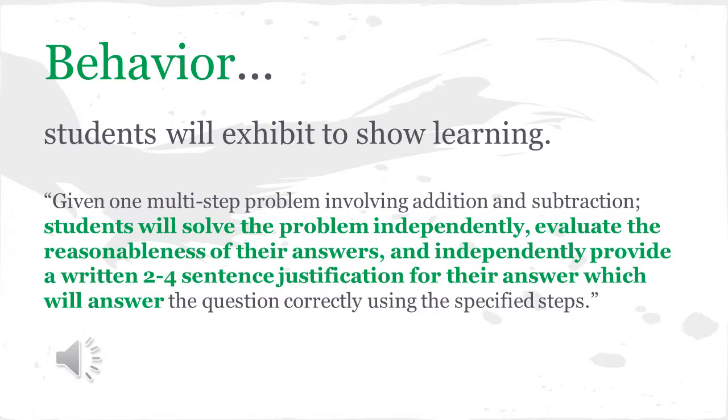Let's begin by examining the behavior. This is the behavior students will exhibit to show learning. Think about it as what the students will do to show they are learning and understanding the material taught throughout the unit. In looking at the example below, the portion of the sentence that states, students will solve the problem independently, evaluate the reasonableness of their answers, and independently provide a written 2 to 4 sentence justification for their answer, is the action that the students are taking to demonstrate that they understand the material that you are teaching.